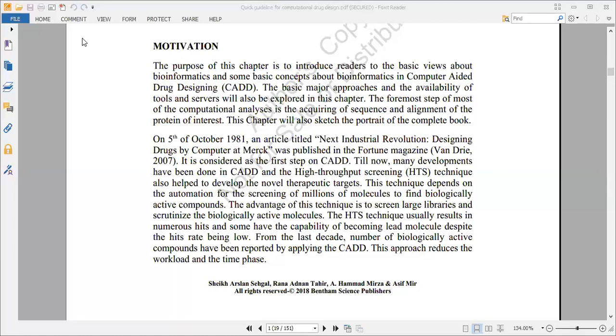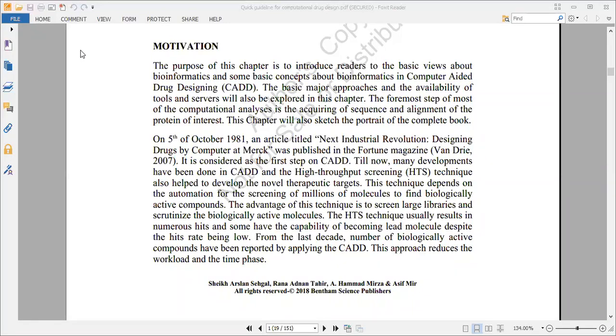Motivation. The purpose of this chapter is to introduce the reader to the basic views about bioinformatics and some basic concepts about bioinformatics in computer-aided drug designing. The basic measure approaches and the availability of tools and servers will also be explored in this chapter. The foremost step of most computational analysis is the acquiring of sequence and alignment of the protein of interest. This chapter will also sketch the portrait of the complete book.